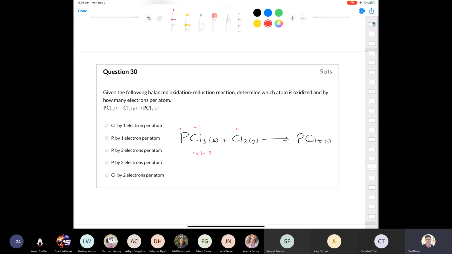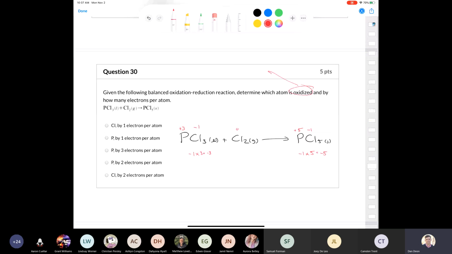That tells me that my phosphorus is going to have an oxidation number of +3. The same thing applies to phosphorus pentachloride. My chloride has an oxidation state of -1, and I have -1 times 5 now. So that gives me -5. So that tells me that my phosphorus has to be +5. So who's being oxidized?